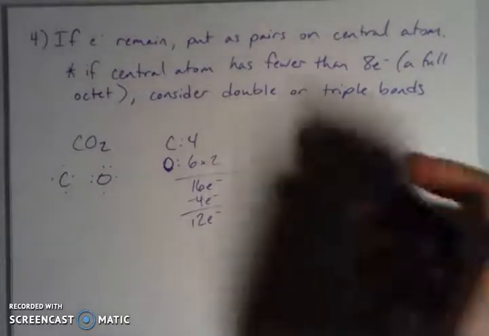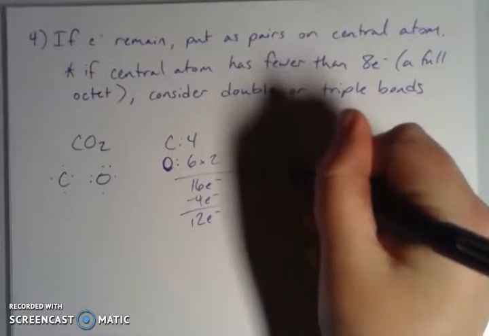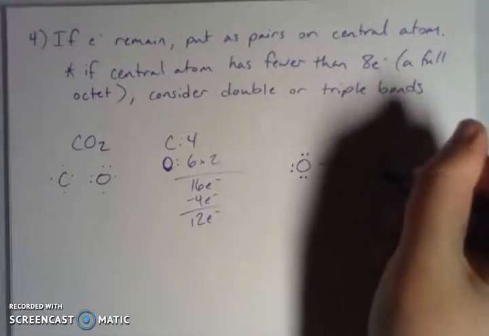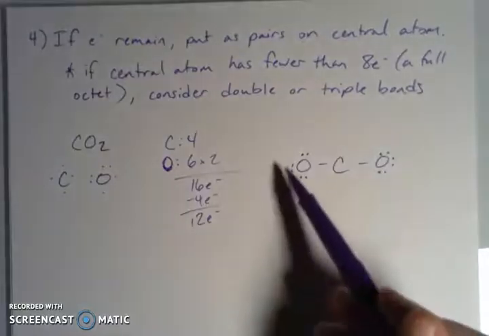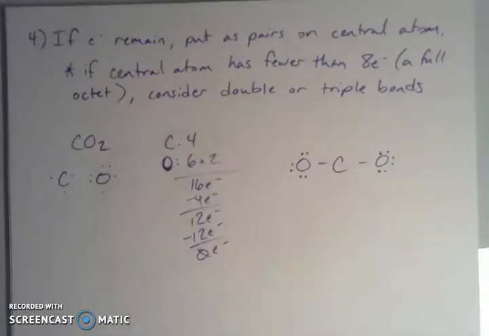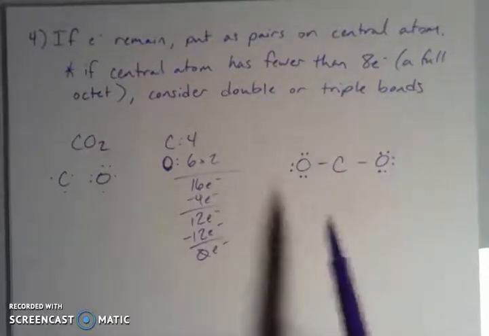Now I'm going to put 2, 4, 6, 8, 10, 12. So now I've put on the outer atoms the electrons that I had left over in pairs. So I subtract those 12 electrons, and I have 0 electrons left over to play around with. Now, what's the problem with this structure? It's not a valid Lewis structure.